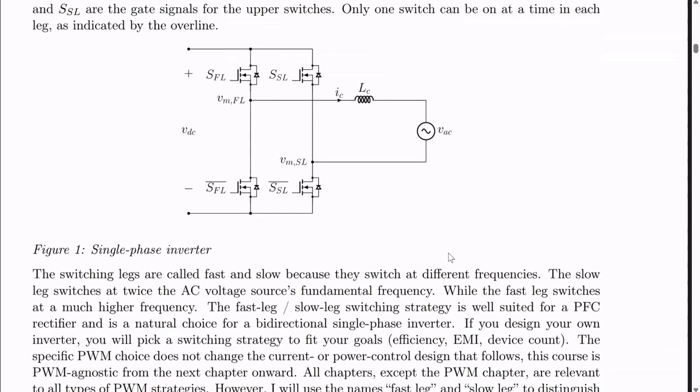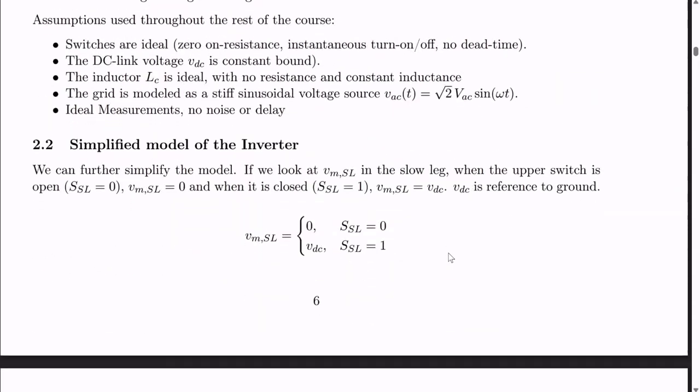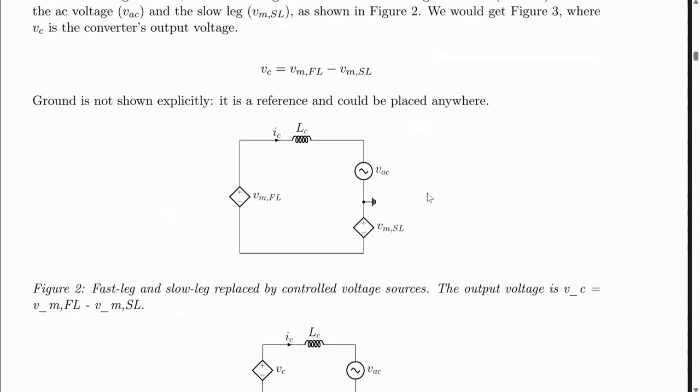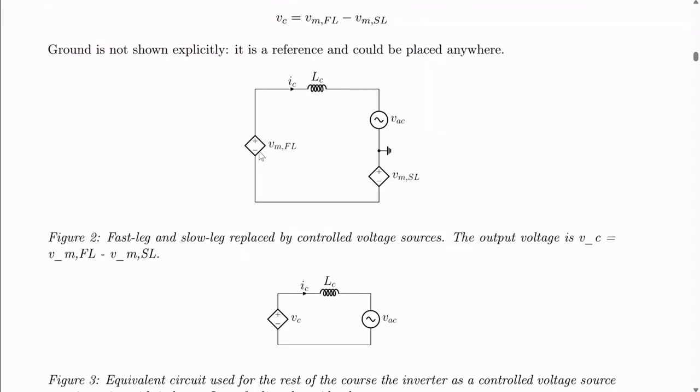In this document, I actually go through how an inverter works in detail. So you can see that I explain it here. Here we have the voltage generated by the fast leg, and here we have the voltage generated by the slow leg. So we take this one minus this one to get the converter voltage that we generate with the inverter.